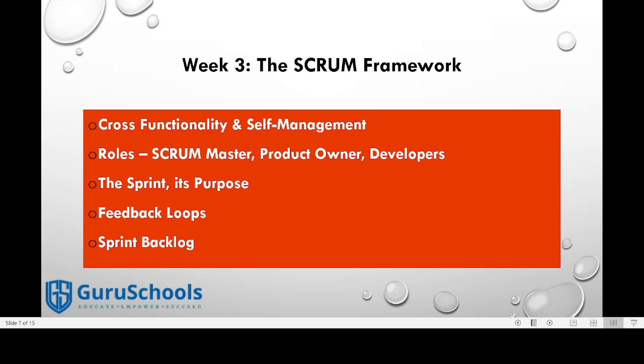We will also learn about what is the sprint, what is its purpose, how does it fit into the entire Scrum framework, what are feedback loops, what purpose do they serve, and what is the sprint backlog. While we're looking at all these things, we're also trying to understand the interplay or the dependencies that each of these have with each other.